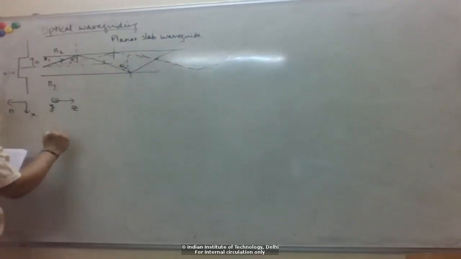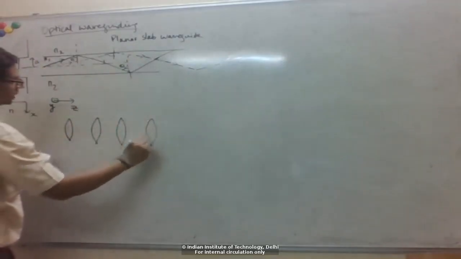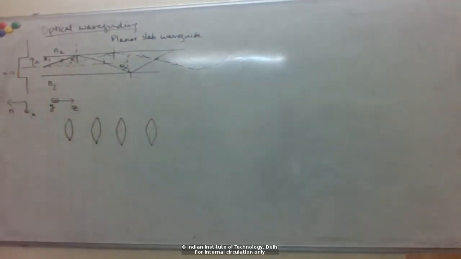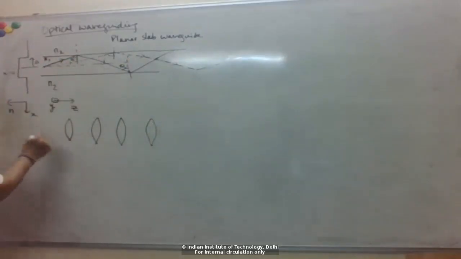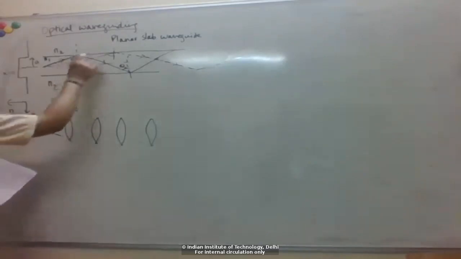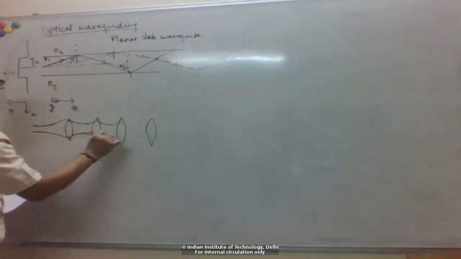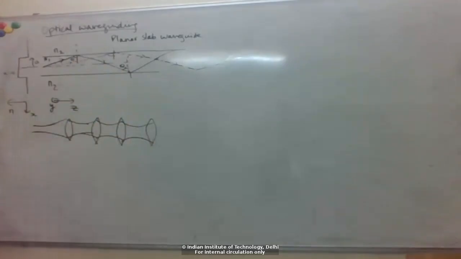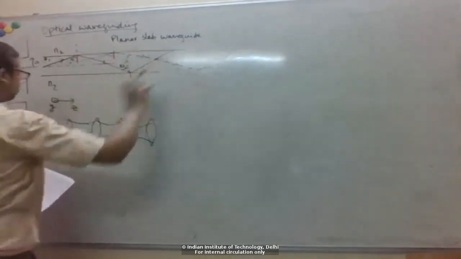You can think of this guidance as a series of lenses. What these total internal reflections are doing is countering the diffraction, right? So in the wave picture, let's say if I have an incident beam, it will diffract. It will try to spread out. But periodically, what is happening is that the beam is getting refocused. So you can think of this slab as small lenses along the length, which are countering the diffraction.